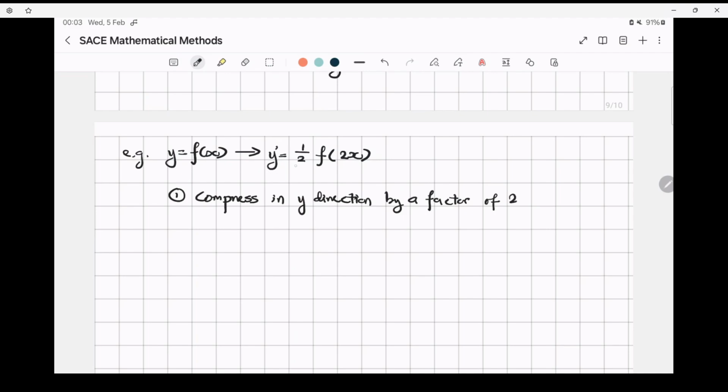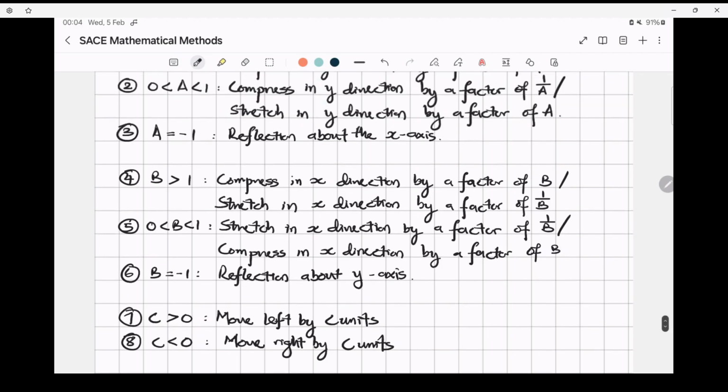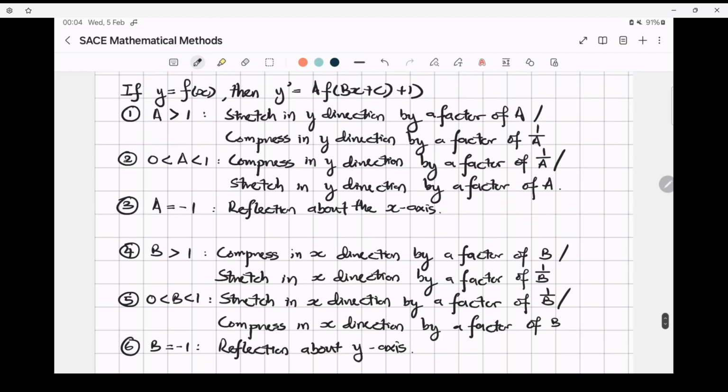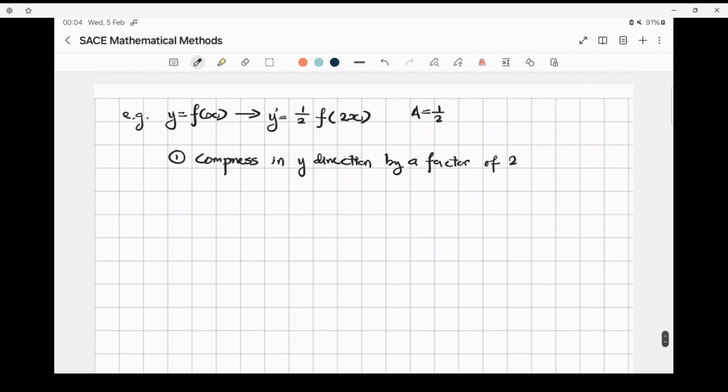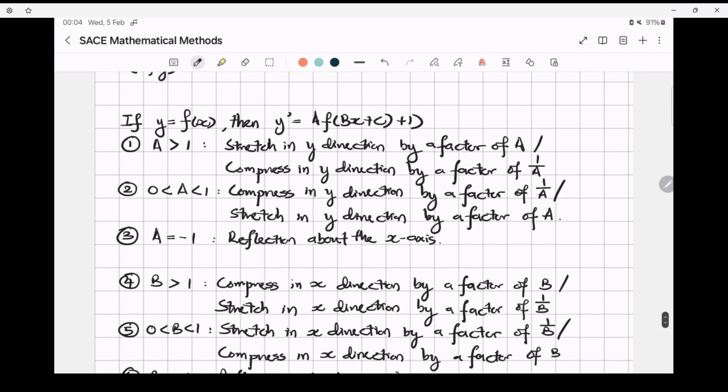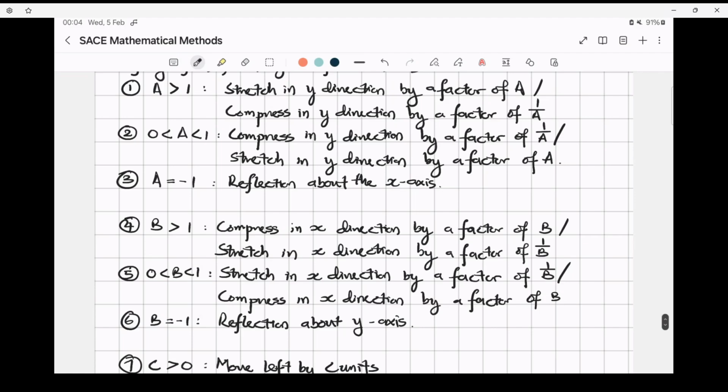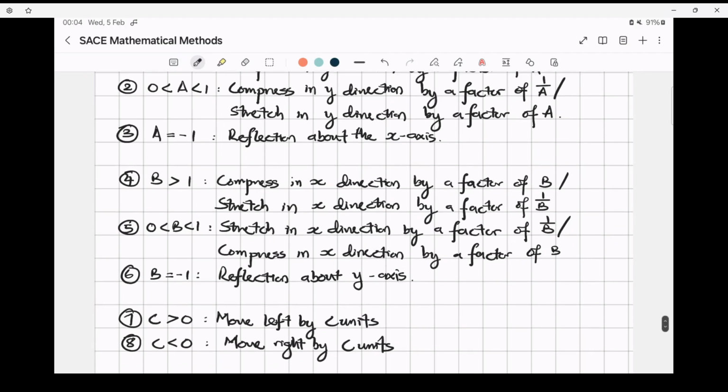So notice that over here a is 1 over 2. So when you refer to this particular table, 1 over 2 is case number 2. If you use the word compress, then basically you have to reciprocal your value, which is why you get 2. So your b is equal to 2. According to this particular table, b equals 2 is case 4, b greater than 1.